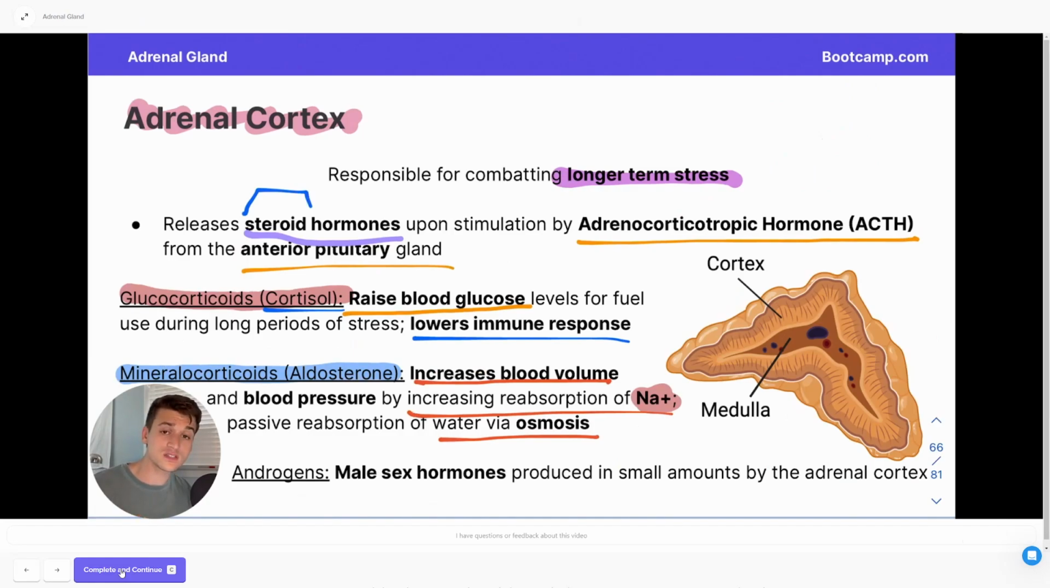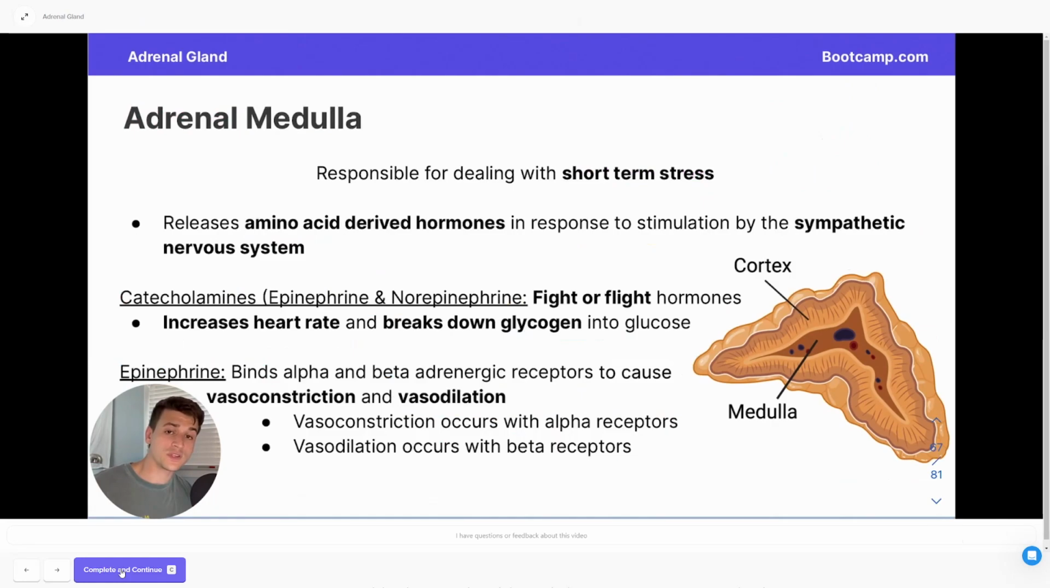The adrenal cortex is also capable of producing small amounts of androgens, male sex hormones that we're going to discuss in more detail in the next video. And now we can move on to our discussion on the adrenal medulla. Where the adrenal cortex is responsible for combating long-term stresses, the adrenal medulla is responsible for dealing with short-term stress. And the way that the adrenal medulla is going to go about doing this is a little bit different than the way that the adrenal cortex functions.